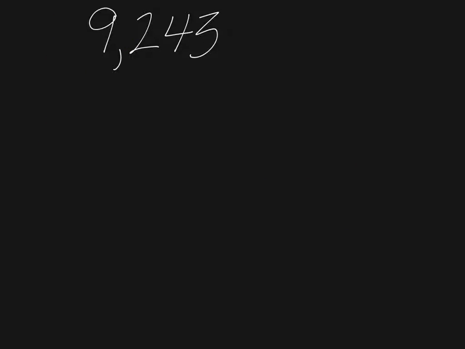Let's take this number. If you look at this number, it's 9,243. All right. Let's talk about expanded notation. So if we break this up, it would be 9,000 plus 200 plus 40 plus 3. This is how you've been doing standard notation probably for a while. This is probably the only way that you thought existed until now.